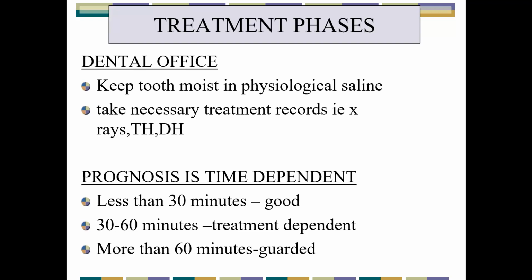There are many factors that affect prognosis, and one of them is obviously time. Prognosis is time dependent. The best time with the best prognosis is less than 30 minutes. And ideally, maybe you're looking at even less than 20, 15 minutes, it's good. If you get to about 30 to 60 minutes, this now becomes treatment dependent. So this is where the dentist really needs to have a very good understanding of what to do in order to shift the prognosis to a good prognosis, because this is an area where you don't know, it could go either way. More than 60 minutes, the prognosis is guarded.